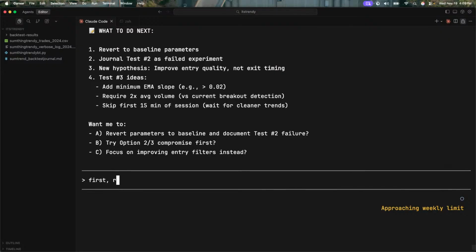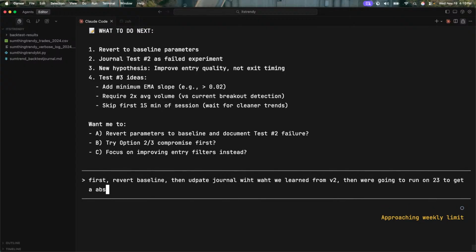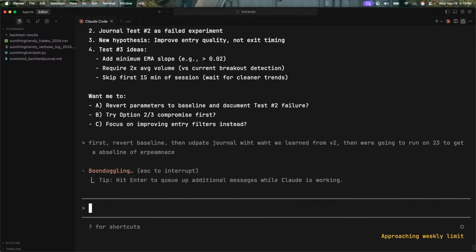First, revert to baseline, then update journal with what we learned from V2. Then we're going to run on 23 to get a baseline of performance. Skip first 15 minutes of session, wait for cleaner trends. I'm not doing all that, bro.